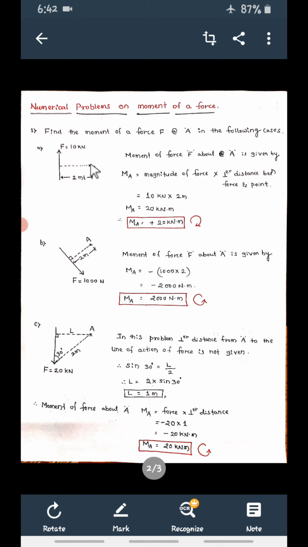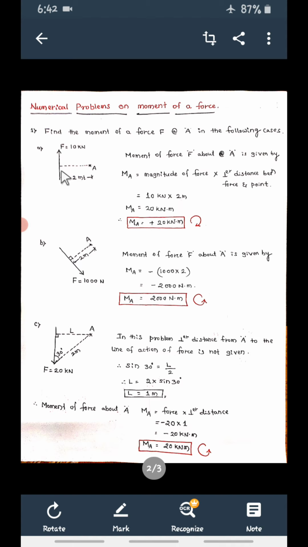Now see, with reference to A, moment means rotation. Either it is clockwise or anti-clockwise. Now with reference to A, when I move this, it is going to rotate clockwise. This force is going to rotate the body in clockwise direction. So clockwise means it is plus. So moment is equal to plus 10 into 2.